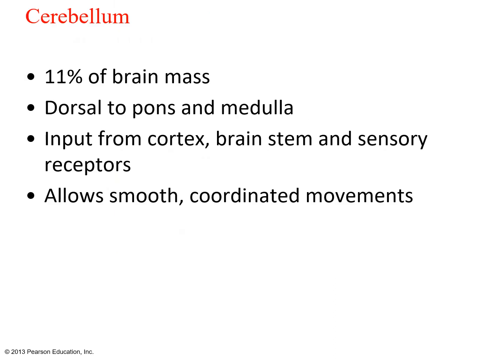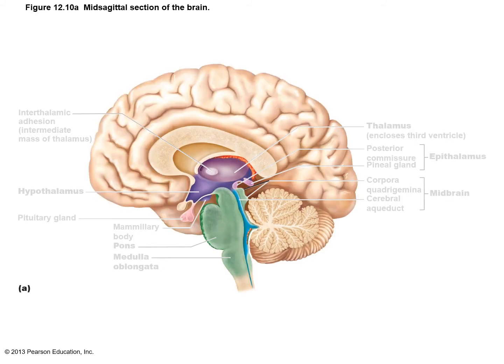Now we move on to the cerebellum. This is approximately 11% of the brain mass. So this is the second largest portion of the brain after the cerebrum. This is dorsal to the pons and the medulla, and what it will do is get input from the cerebral cortex, from the brainstem, and from sensory receptors. And again, what this will do is to smoothen and coordinate movements that are initiated by the motor cortex of the cerebrum.